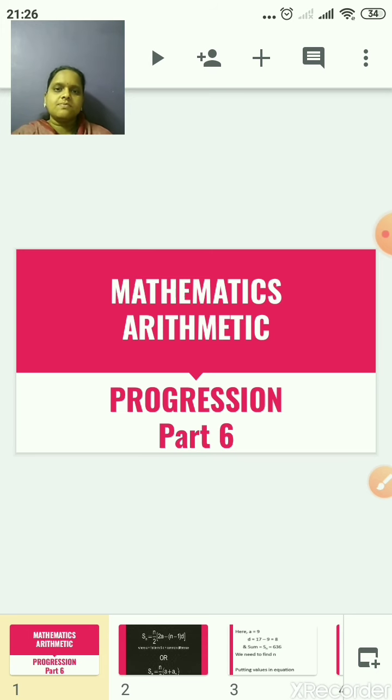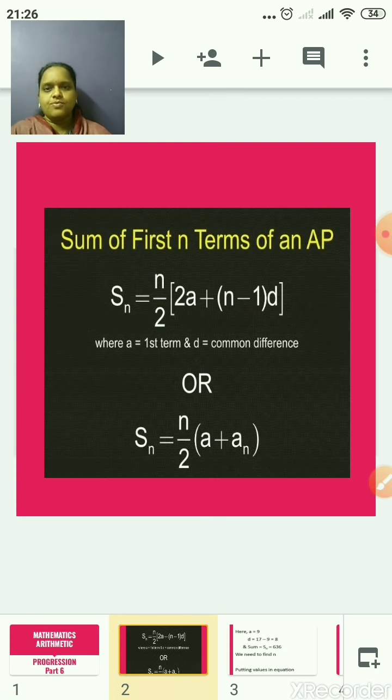Let me revise the previous one. In Part 5, we have seen the formula, that is the Sn formula. Let us quickly revise that formula first. Sum of first n terms of an AP. If the AP is given with the number of terms, and I want to find the sum of all the terms, what will be the formula?